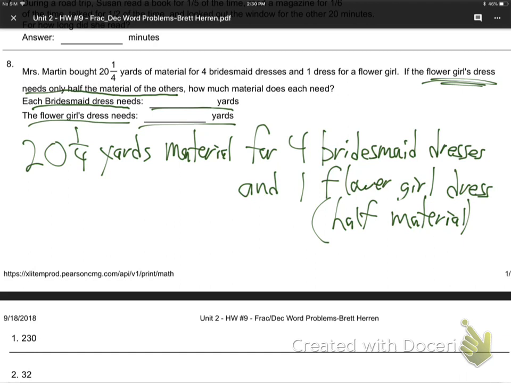How many total bridesmaid dresses are being made? 4. But then that flower girl dress is how much of another bridesmaid dress? Half. So there's a sense in which she's actually making 4.5 bridesmaid dresses, right? You with me? Because the flower girl dress is half a bridesmaid dress. So with that in mind, what could we do?